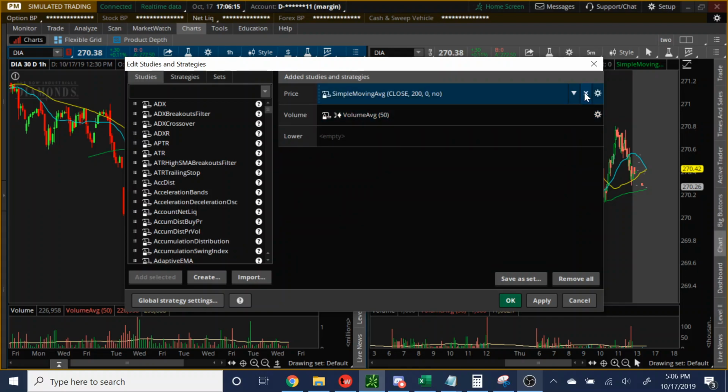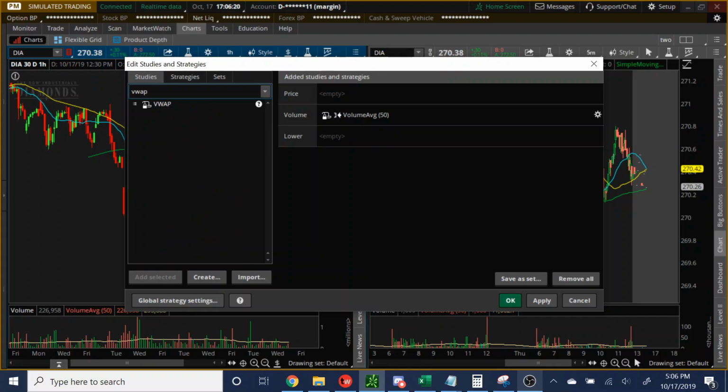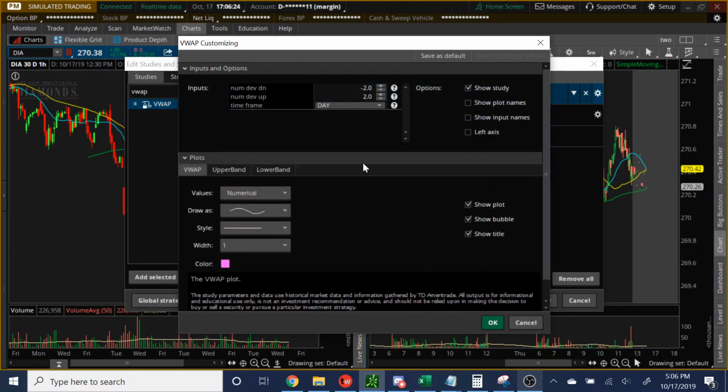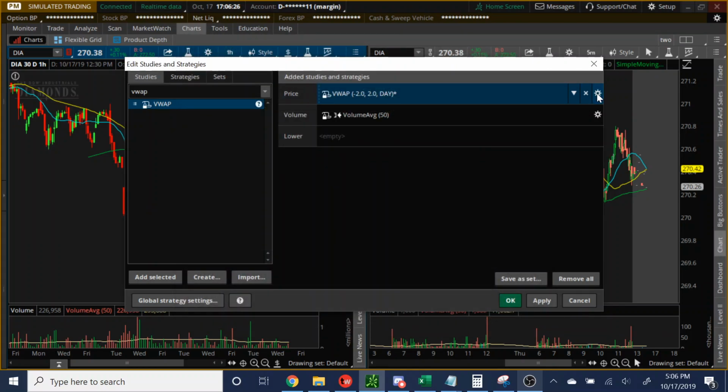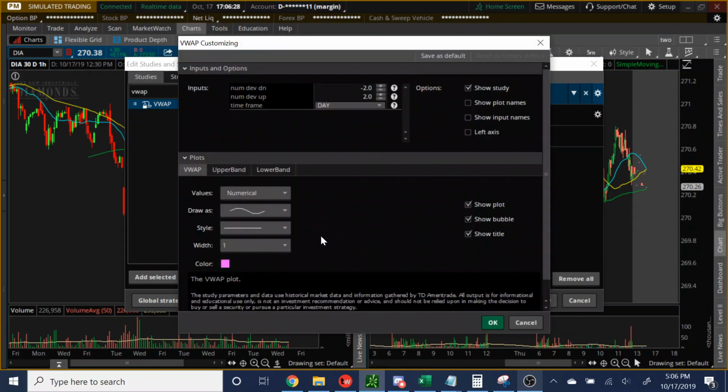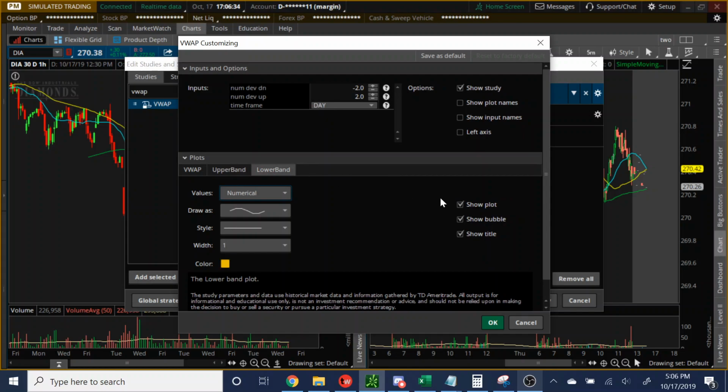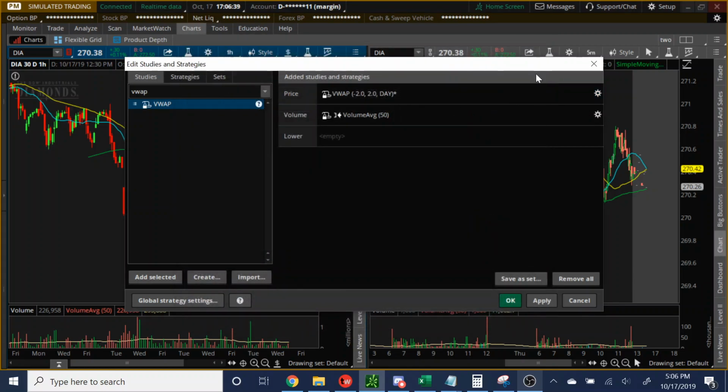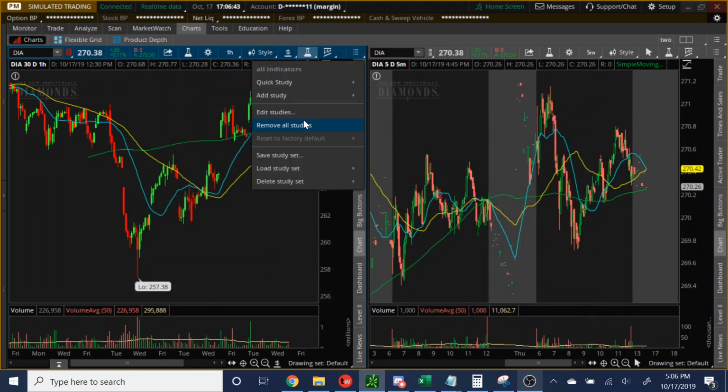One other indicator that's okay to use is the VWAP. If we just get rid of these real quick, and the VWAP here, but only the middle VWAP, right? So you go into settings here on the VWAP, and you want to take this upper band and lower band off, right? Uncheck show plot. The only one you want is middle, because the upper and lower band, did that not save?